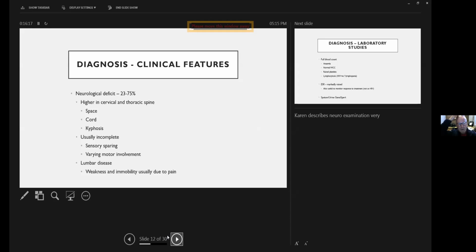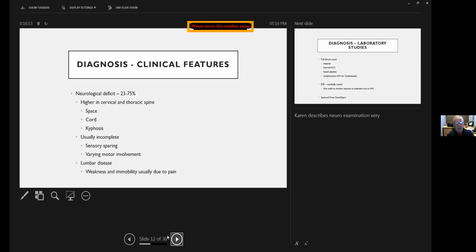Then the clinical features, well, as I said, neurological deficit is present in a high percentage of patients on clinical presentation. It's higher in the cervical and thoracic spine, and that's partly because the space available for the spinal cord is less in those areas, and also because it is the cord and not the cauda equina, which is lower down. And then talking of the thoracic spine, there is a normal kyphosis. So that tends to develop more in thoracic spine involvement.